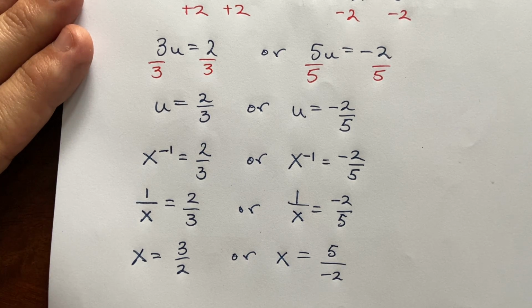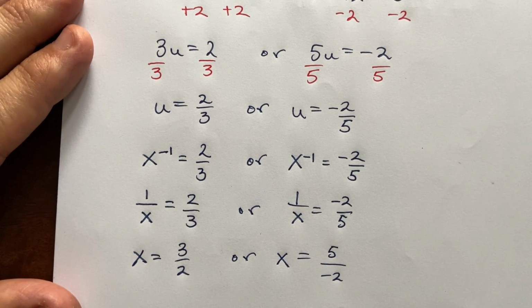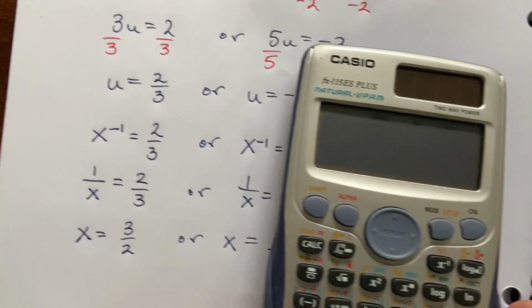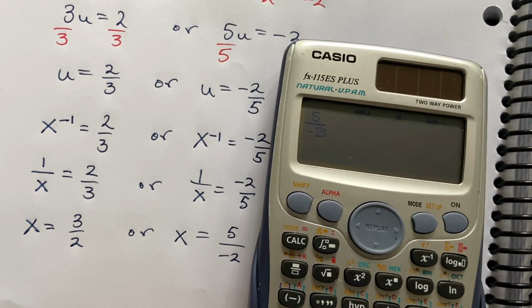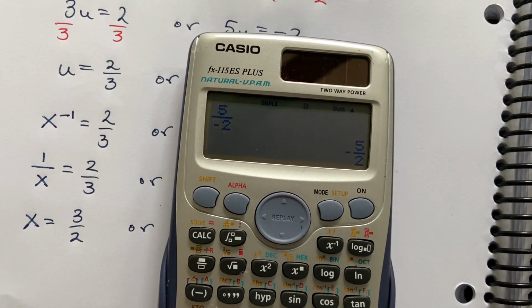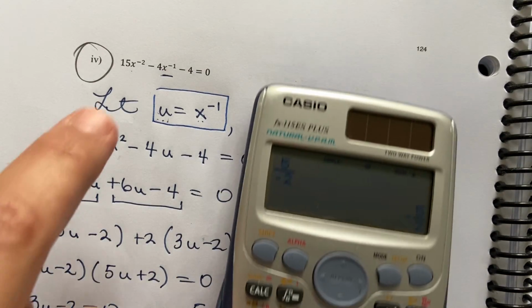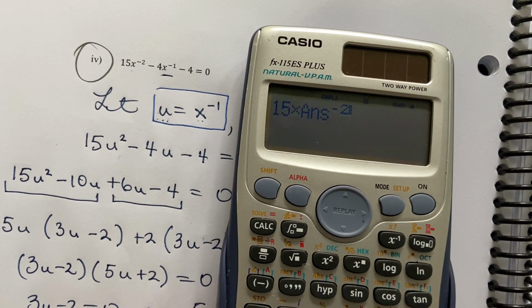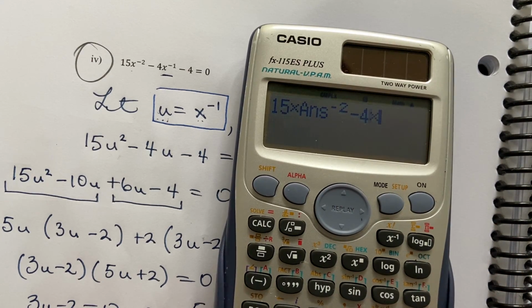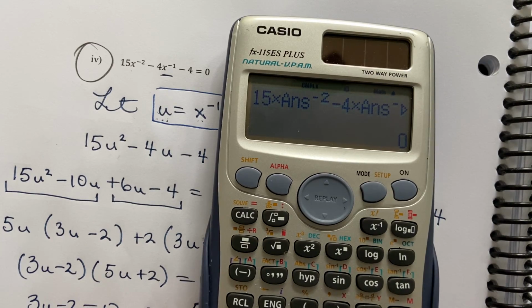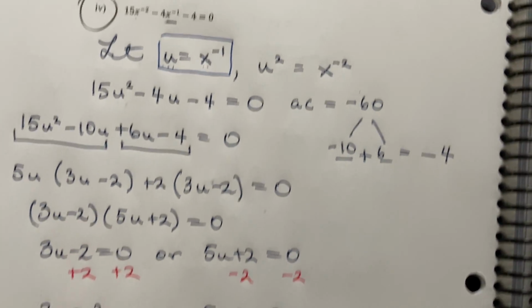Okay. So I'll go ahead and check both of these, and that'll be the last thing we do in this video. So maybe I'll check the negative 5/2. I'll enter 5 over negative 2 in the memory of the calculator, and now I can reference it just by pressing ANS down here. What I'm doing is plugging this back into the original. So 15 times answer raised to the negative 2, minus 4 times answer raised to the negative 1, minus 4. I'm hoping to get a 0 out of that, and I do. All right, so these would be our solutions down here.